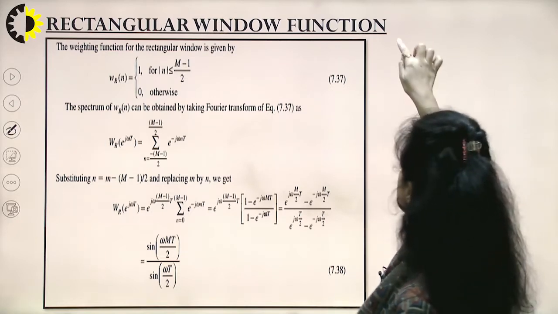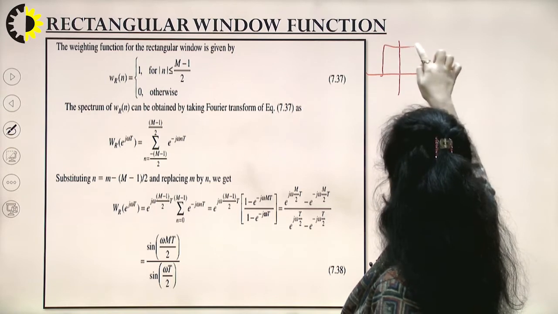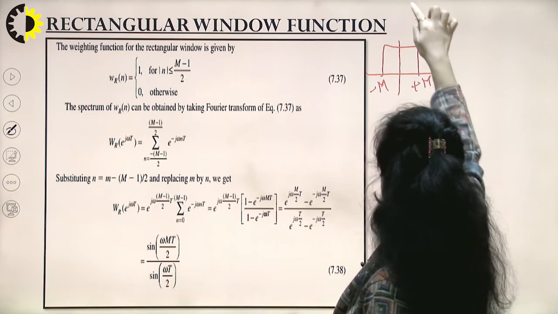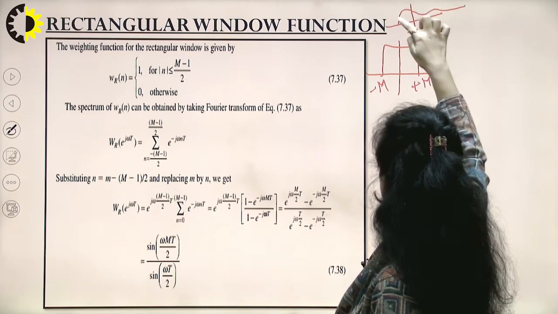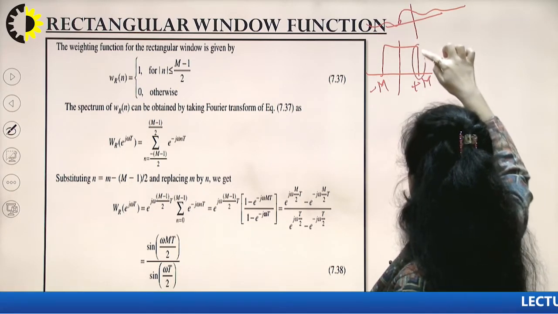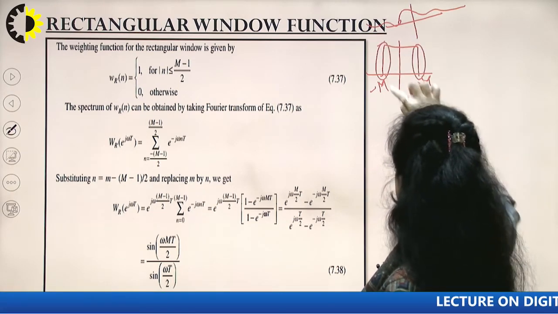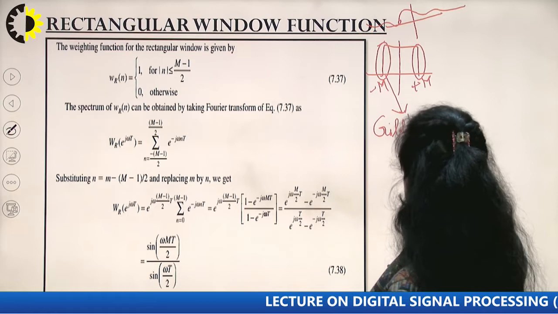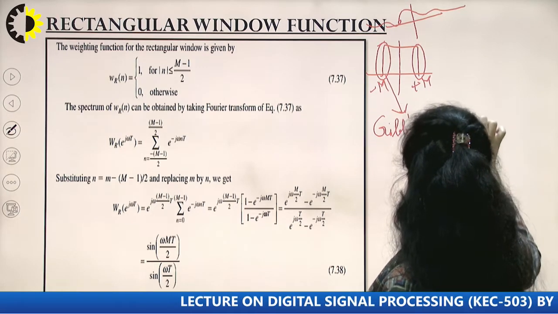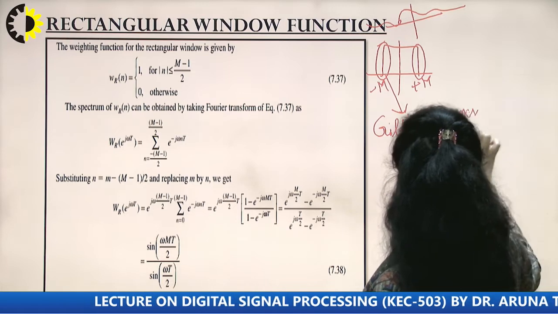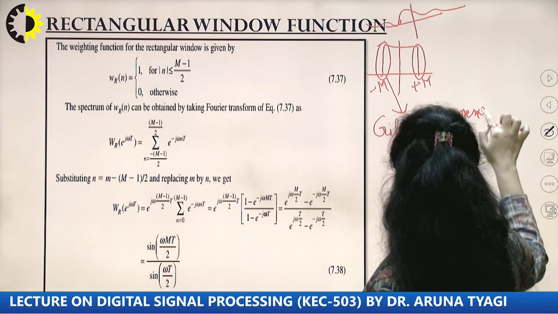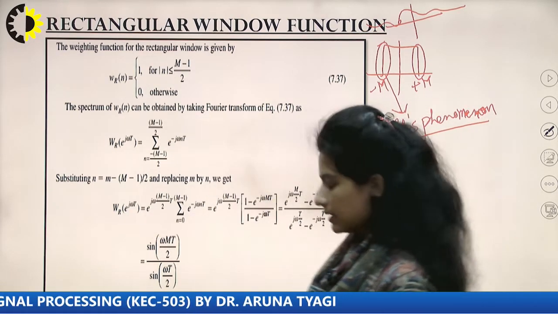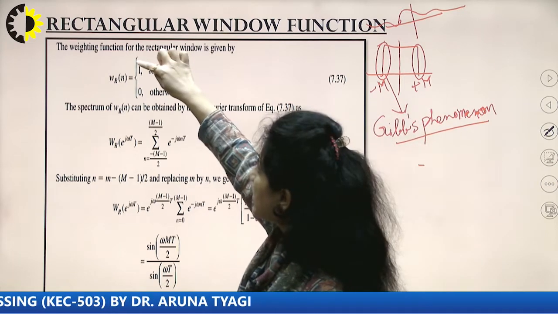The simplest one is the rectangular window, and we rarely use it, because if I multiply any signal with this kind of window function, I have an abrupt change. And whenever there is an abrupt change, I'm going to suffer from the Gibbs phenomenon. Just for reference, we'll see this one, which is a window that we never use.